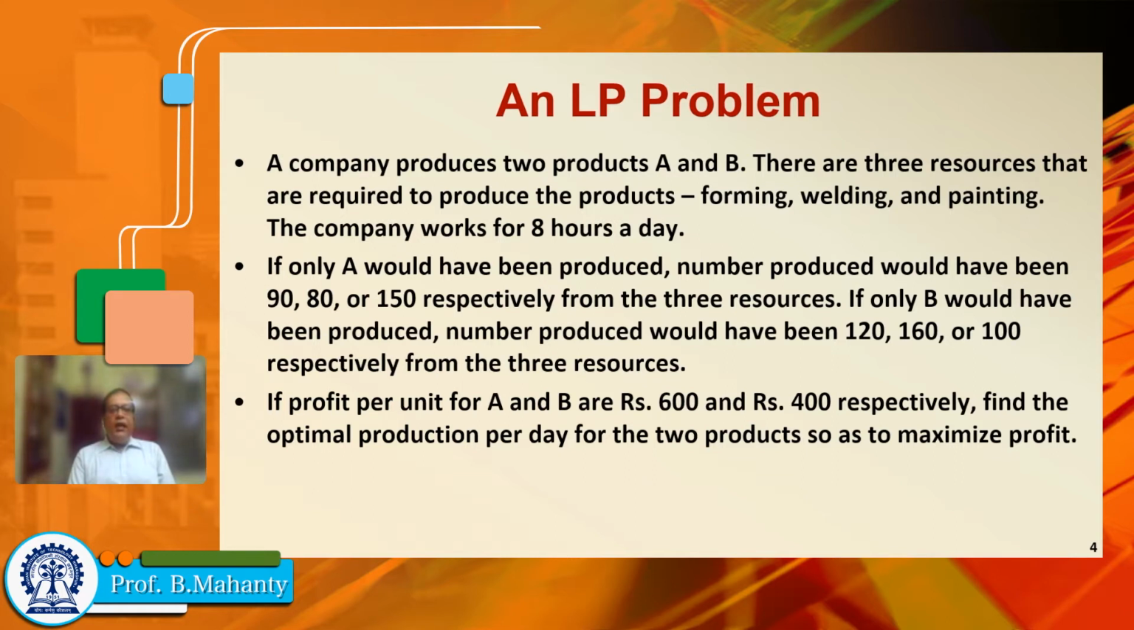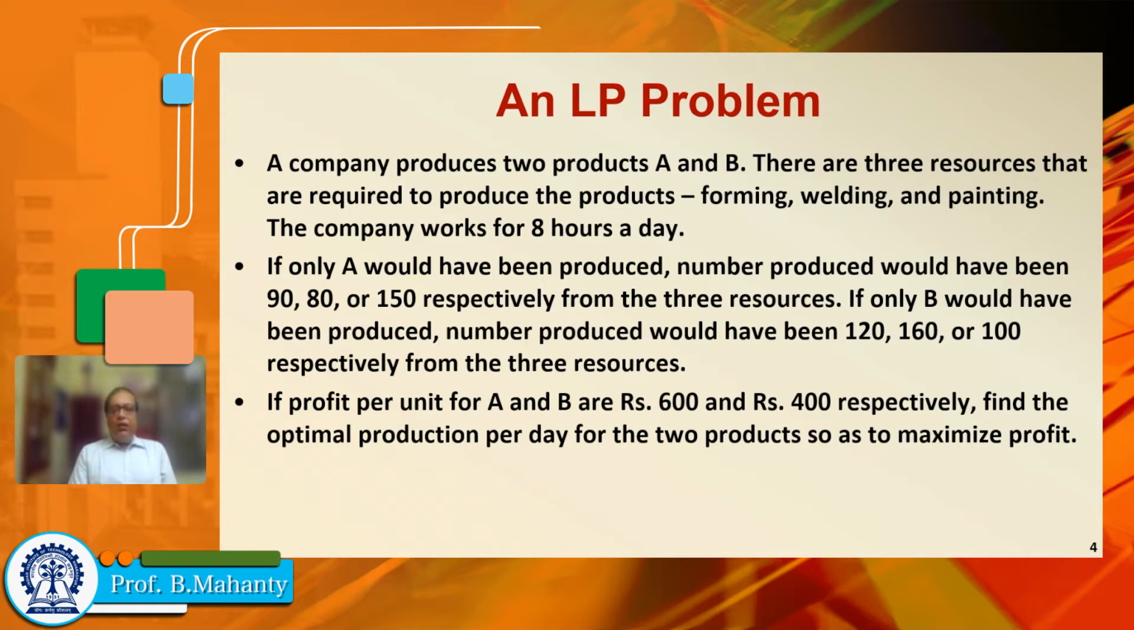Now, if only A would have been produced, the number produced would have been 90, 80, or 150 respectively from these three resources. If only B would have been produced, then the number produced would have been 120, 160, or 100 respectively from the three resources. Now, if profit per unit for A and B are rupees 600 and rupees 400 respectively, find the optimal production per day of the two products so as to maximize profit.